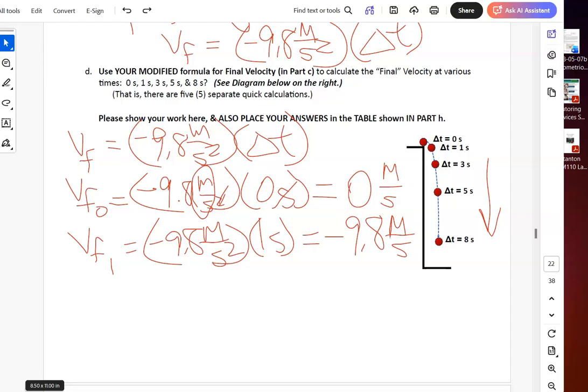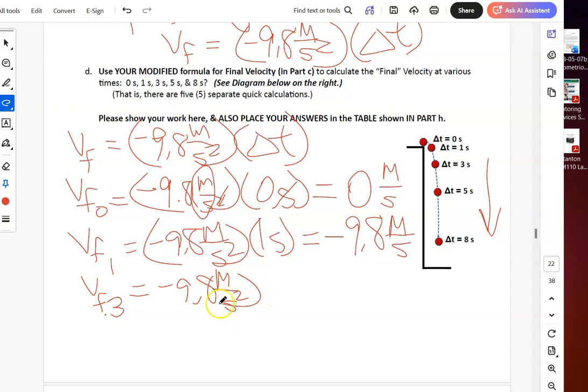The next time is 3 seconds. So our final velocity after 3 seconds of falling is just negative 9.8 meters per second squared times 3 seconds. Plug that into your calculator, and you'll get a value of negative 29.4, and again, it's meters per second.